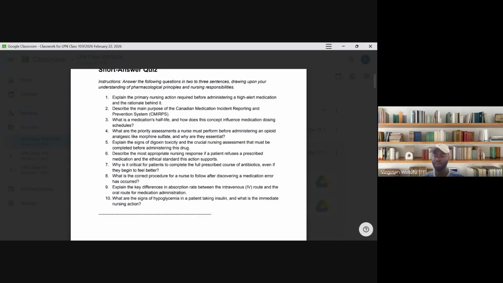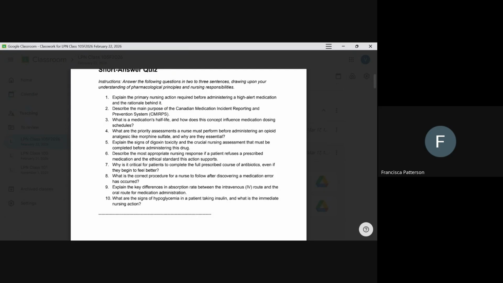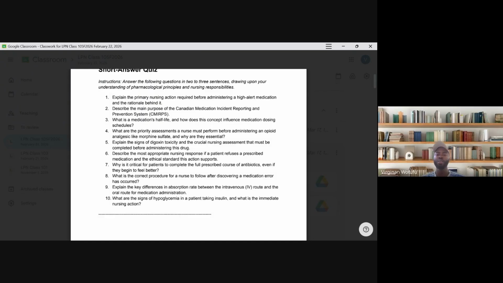And what is the value? The value of the heart rate, the baseline value. It shouldn't be less than 60. Correct. It should not be less than 60 before administration. So you count the apical pulse, right? And in pediatric clients, you count for a whole minute.